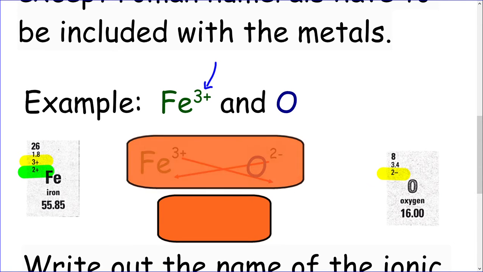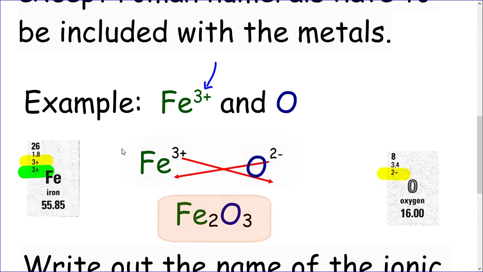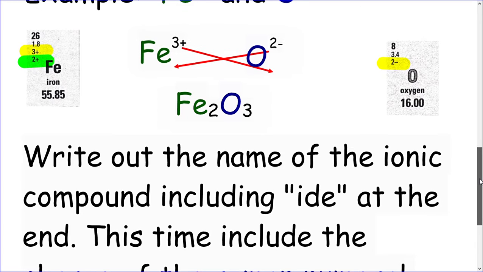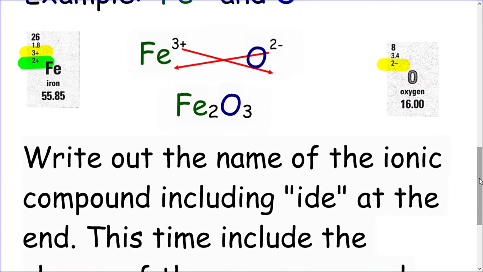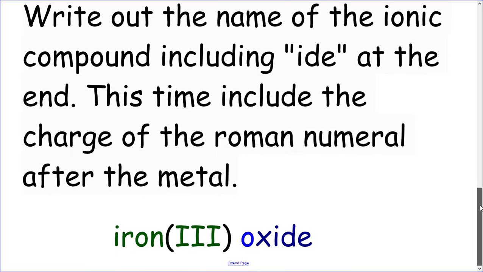So we do it the exact same way. We put 3 plus above, we put 2 minus, we cross the charges, and in this case, I'm going to have Fe2 dropping the negative, O3 dropping the positive. So Fe2O3. After that, you write out the name of the ionic compound, including the "ide" at the end. Same thing as before, we have iron oxide, but I have to include which charge the transition metal has, and I need the Roman numerals to do it.